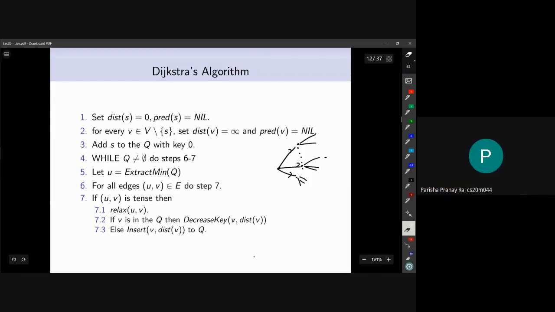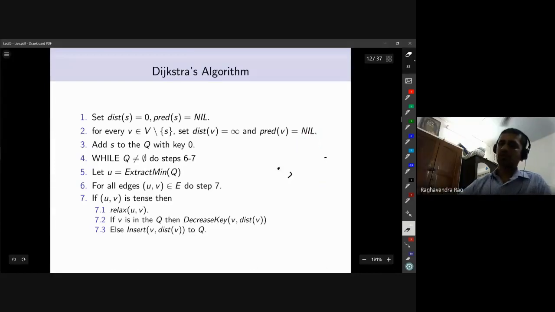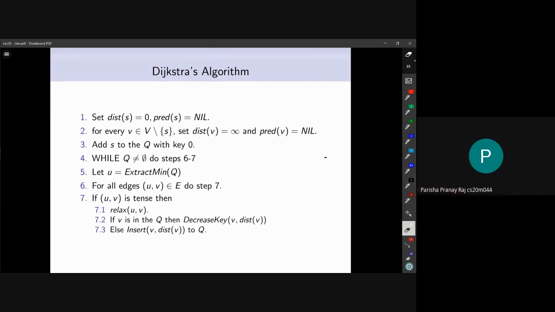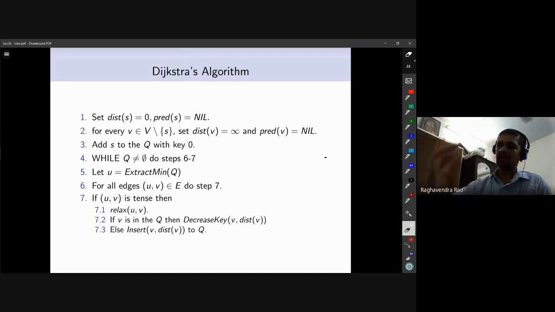Is there any question? Sir, is the extract min choice greedy? Yes. So that's what we are saying as greedy. You're choosing vertices in some ordered fashion. And it's not exactly fitting our definition of a generic greedy algorithm and so on, because you're not building a set there.